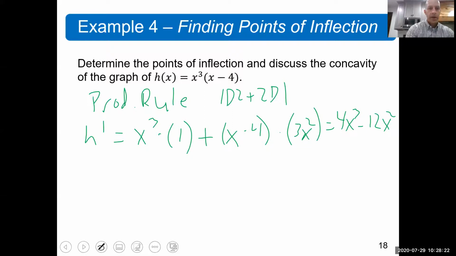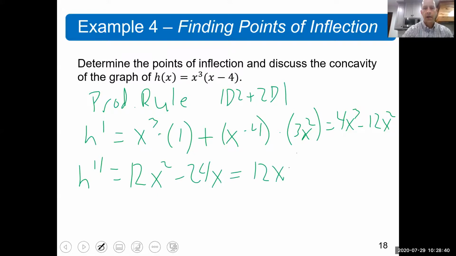Let's go ahead and find the second derivative now, just using our power rule. And we're getting on 15 minutes here, guys, so I apologize that this is going long. But basically what I've done is I've tried to combine 2 lessons into one. 12x squared minus 24x, which could be rewritten as 12x times (x minus 2).